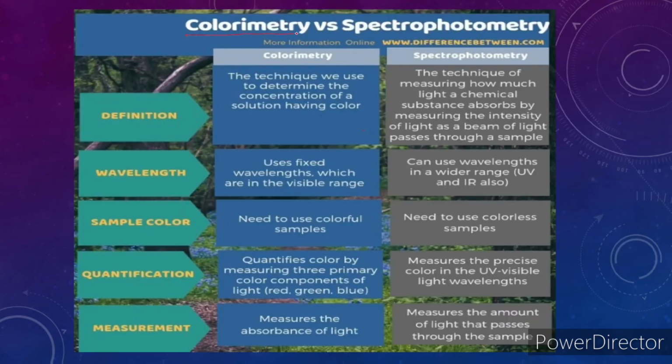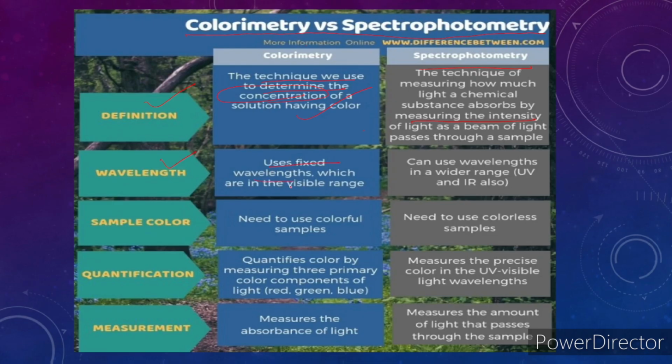The difference between colorimetry and spectrophotometry. Coming to the definition, colorimetry is the technique we use to determine the concentration of a solution which has color. What is spectrophotometry? When a beam of light passes through the sample, it measures how much light is absorbed by the chemical substance by measuring the intensity. And what is the wavelength difference?